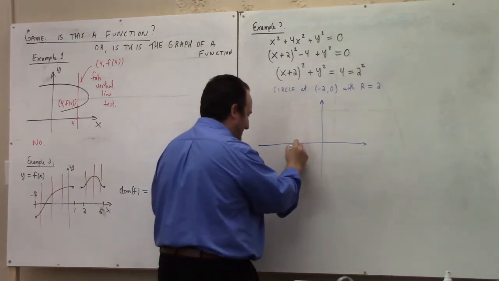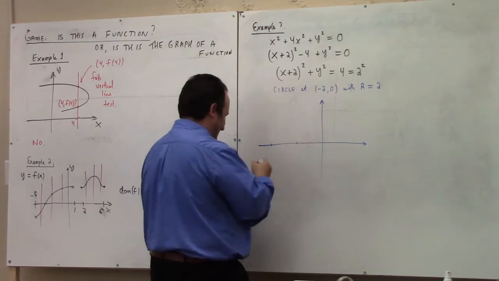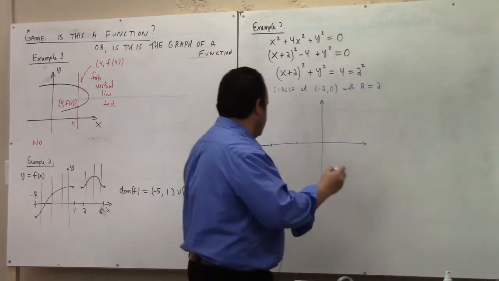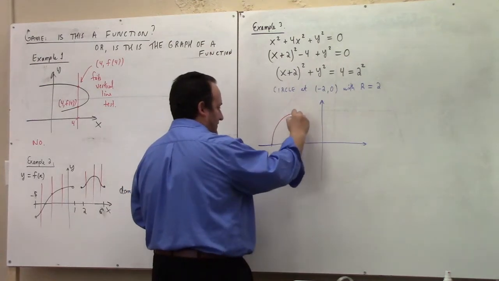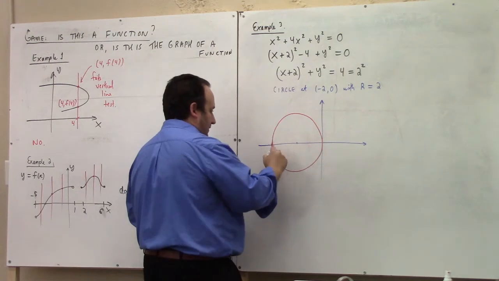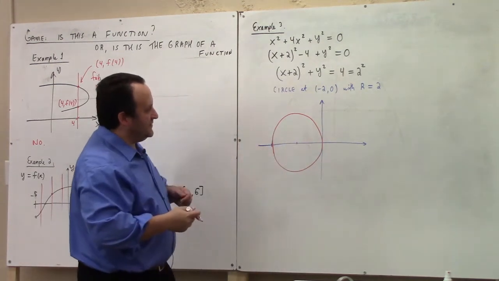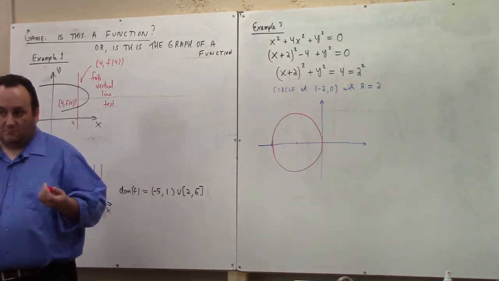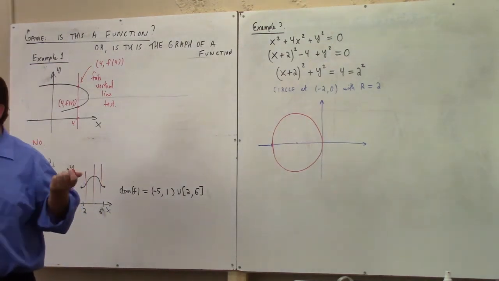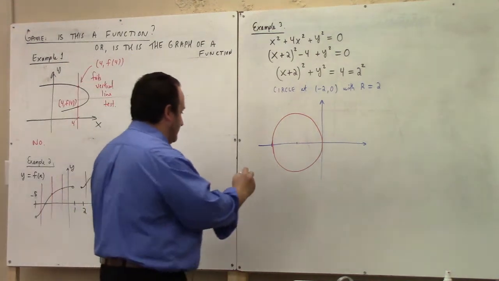So it's a circle with radius 2 centered at (-2, 0). If I was smarter, I would have drawn the circle first and the axes second, but oh well. That's what it looks like. So is this the graph of a function? No, right? Nope, not the graph of a function.